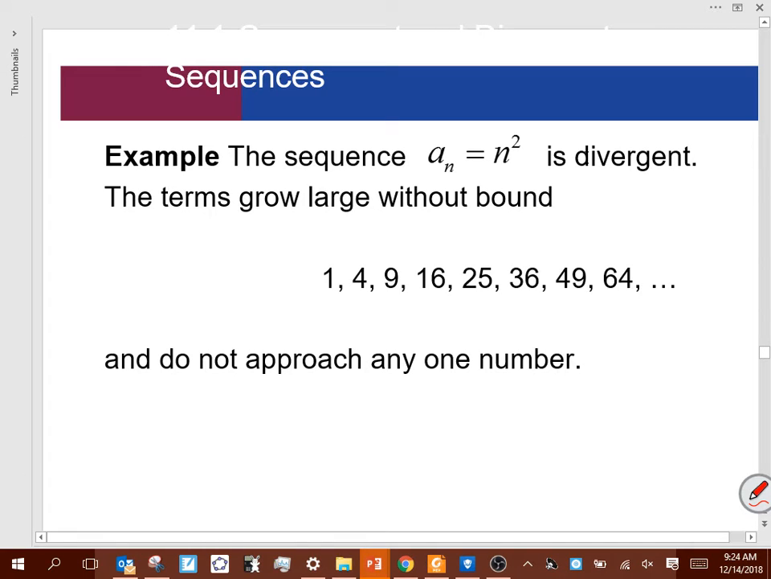This one, n squared. Really any power function, n squared, n cubed, n to the 4th, n to the 5th, they are going to be divergent, because as I start plugging in values and squaring them, I'm getting larger and larger values in those positions, right? So you're not seeing it zeroing in on one predefined real number. So that's said to be divergent.